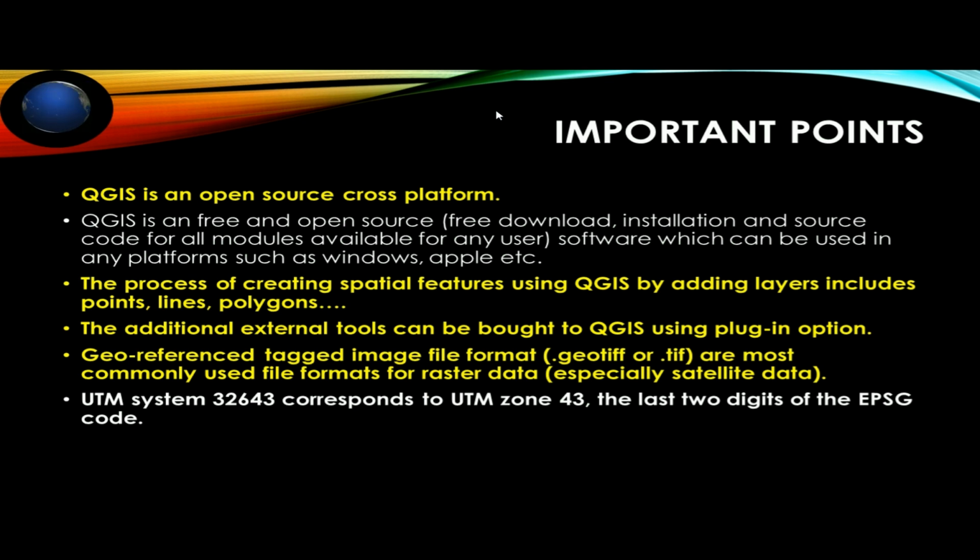The process of creating spatial features using QGIS is by adding layers, which include points, lines, polygons or raster. All these spatial features speak about space or information regarding a place on the Earth's surface, which I told you in the beginning. So this will take care of all. QGIS will be able to add such kind of layers.